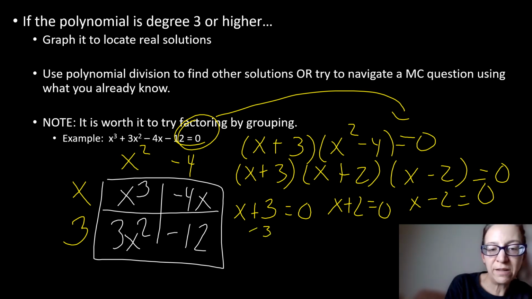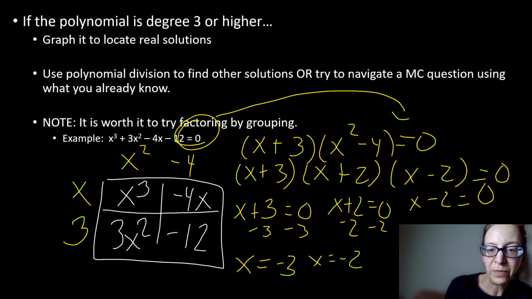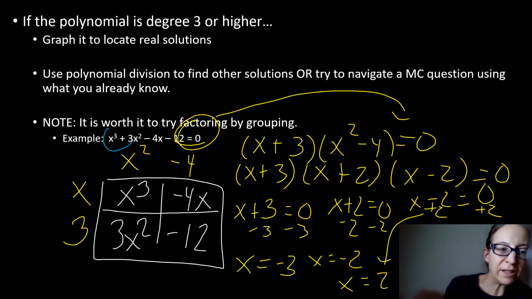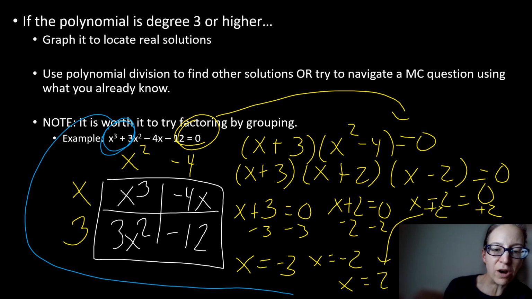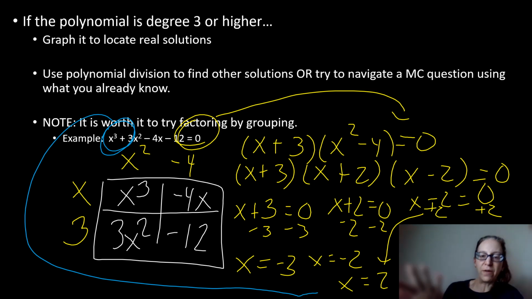Subtracting 3, one of your solutions is x equals negative 3. You can subtract the 2. One of your solutions is negative 2. And then we could add 2, and one of our solutions is x equals 2. And you can tie this into some of the other things. It's degree 3, which means there are 3 solutions, and there they are.